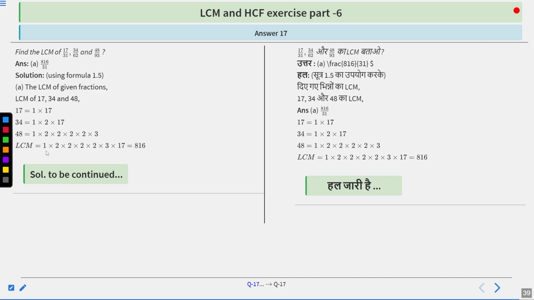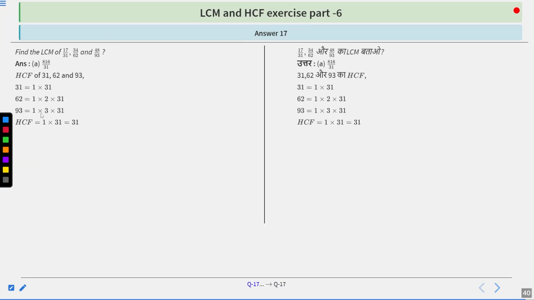So LCM is equal to 1 into 2 into 2 into 2 into 2 into 3 into 17. We are going to pick the maximum power of each number. 2 was present maximum 4 times in 48, so we have written 2 into 2 into 2 into 2. 3 was present maximum 1 time in 48, so into 3. 17 was present in 17 and 34, so into 17. So 816 is the LCM of 17, 34 and 48.